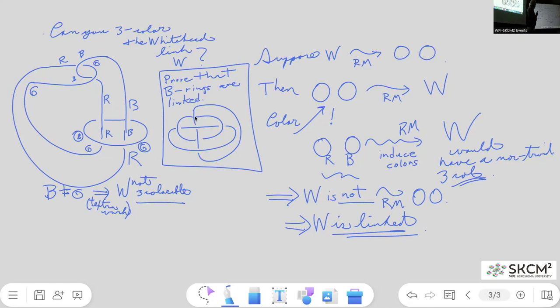I want to show you one more application of the three coloring. It's a general theorem. But I have to say what my theorem is about. So up here.